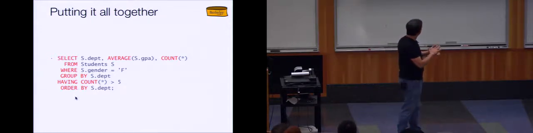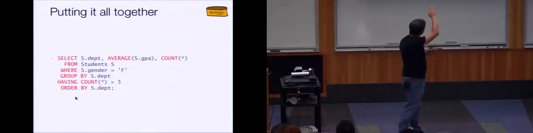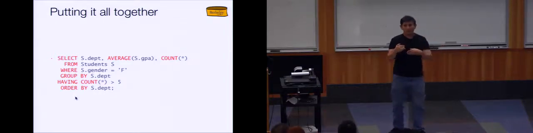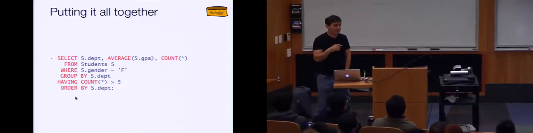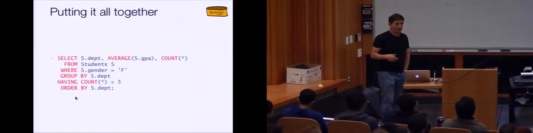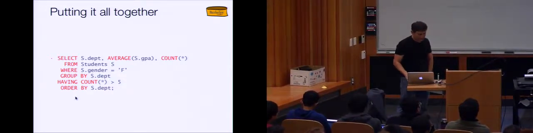So where clause, and then group by in aggregates, and then having, and then order by. That's the execution order for that guy. Okay, and you should understand the order of how those are evaluated as part of your understanding of SQL.